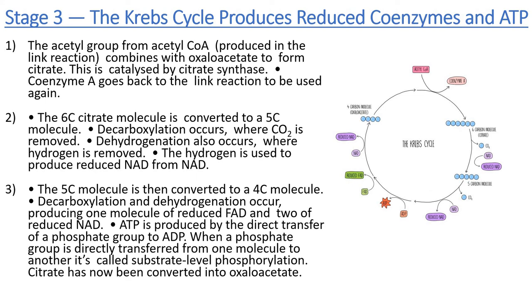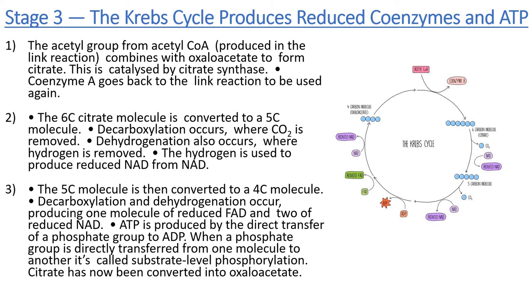The Krebs cycle produces reduced coenzyme and ATP. So the last time we went through the link reaction and glycolysis. So the link reaction produces acetyl-CoA, which is the substrate used in the Krebs cycle.